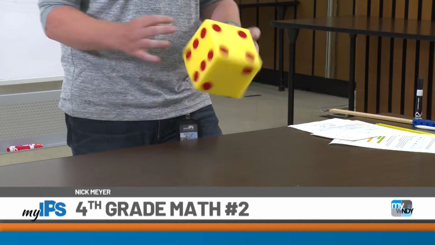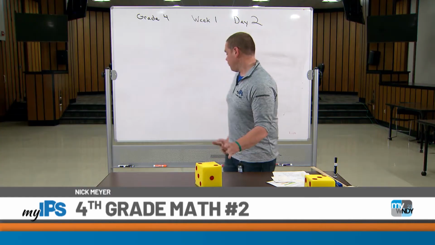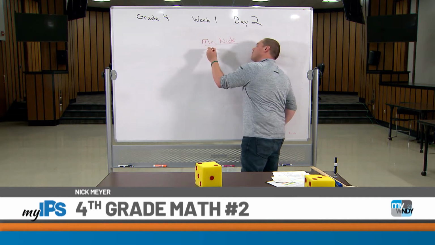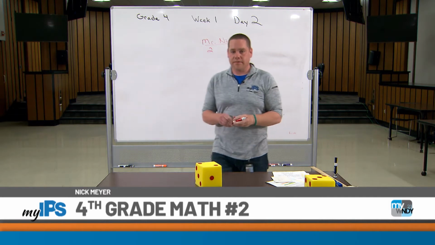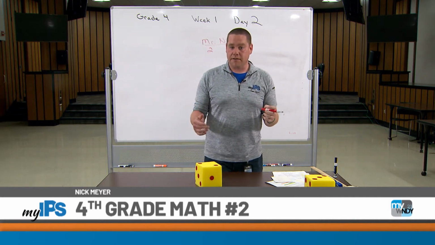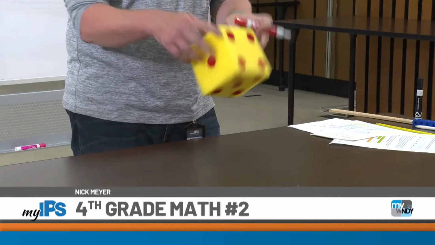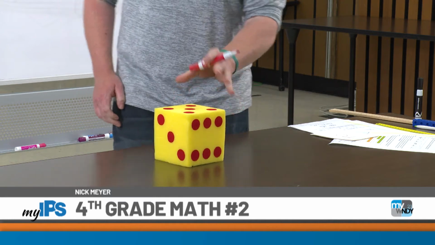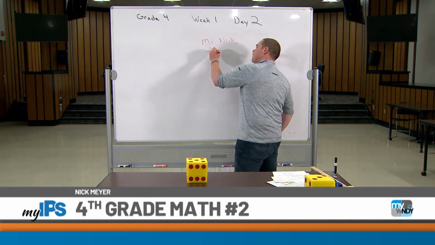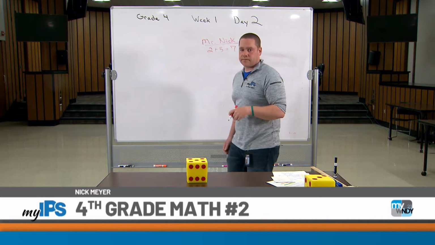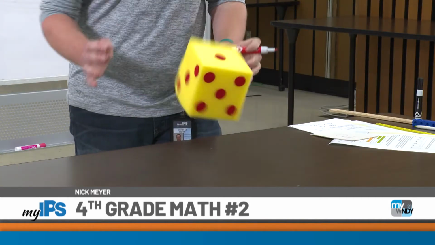So here's my very first roll. I got a 2. So for Mr. Nick, I've got 2. I'm going to roll again. And my goal is to try to get to 50. All right, but if I roll a 1 right now, I'll lose everything. I got a 5. So I got 2 plus 5. My new total is 7. I'm going to roll again.